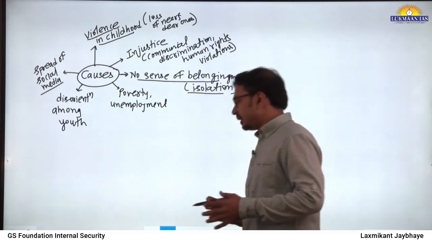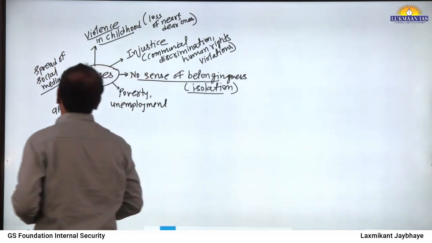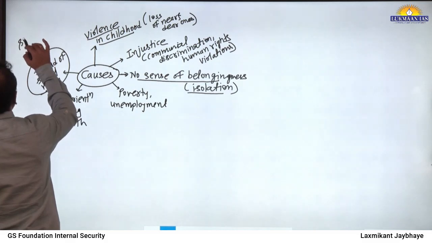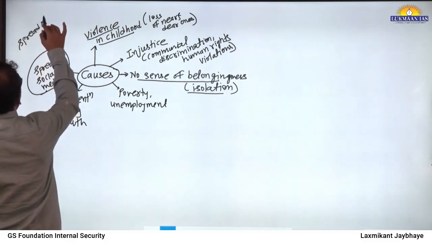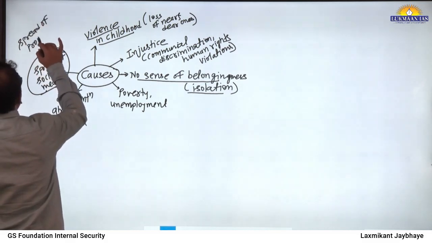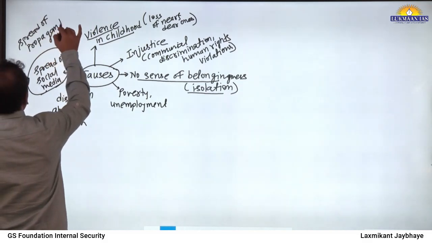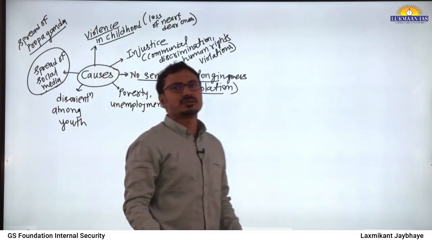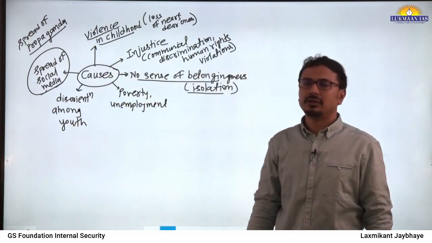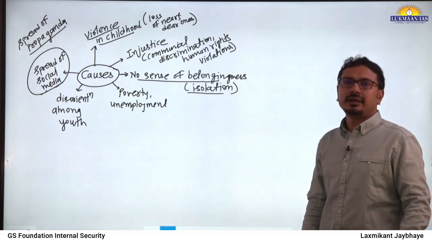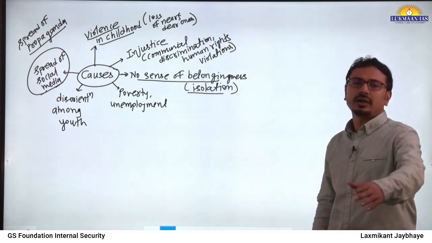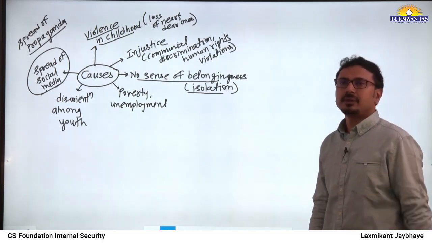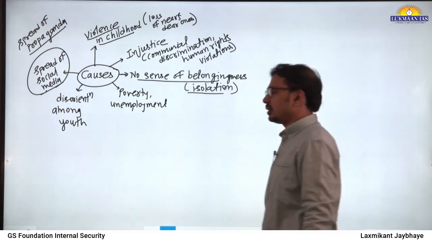OK, then one of the other reasons to get radicalized is social media and the spread of propaganda and religious indoctrination. It has become very easy, sophisticated tools are available, and it is available throughout the country, not any one place, throughout the country. This is what we should understand.